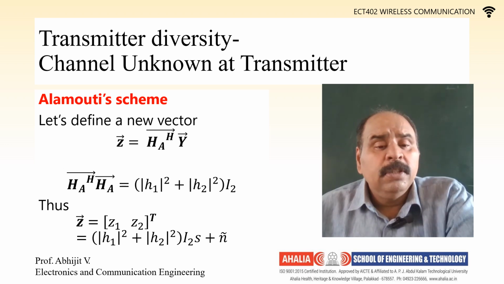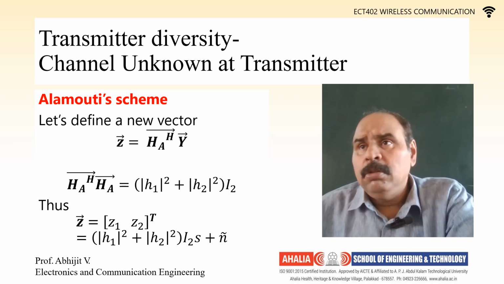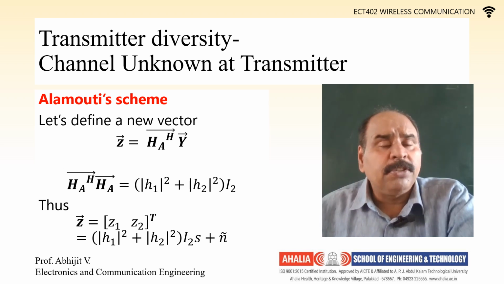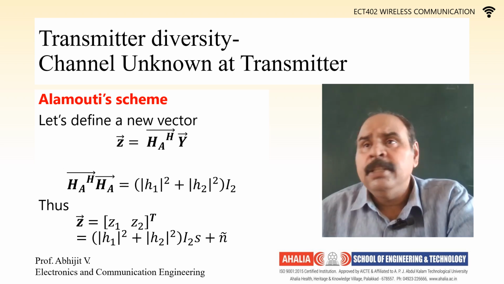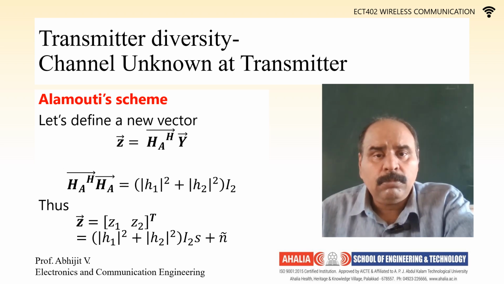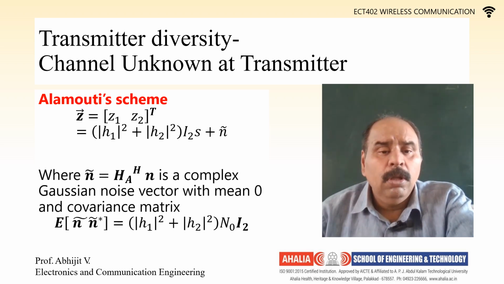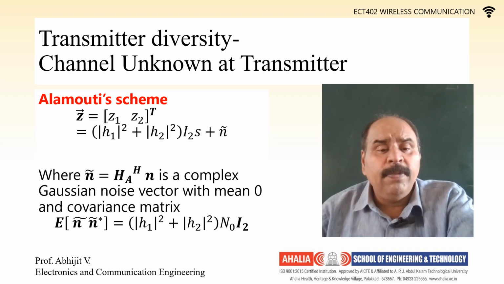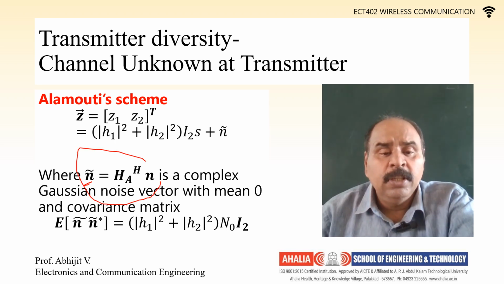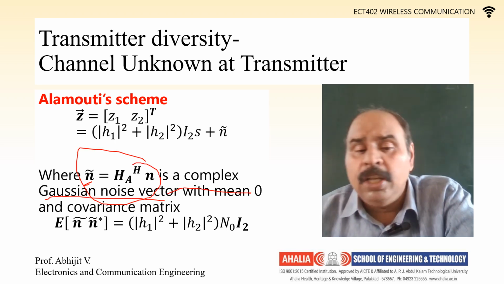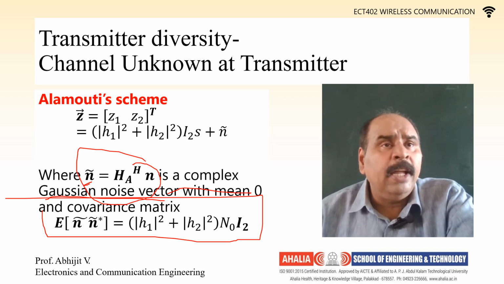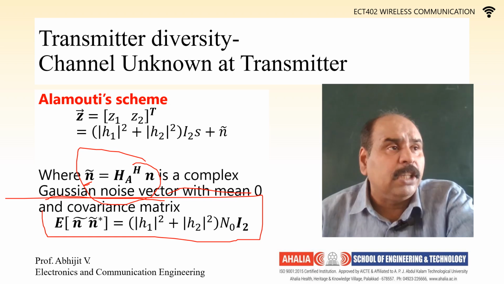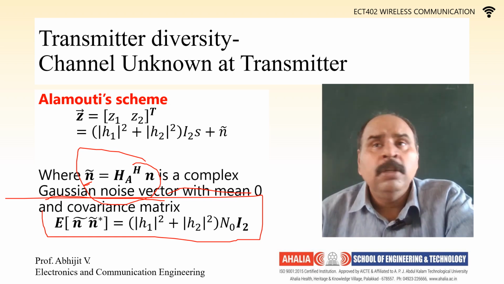So in that case, Z vector will be equal to the matrix Z1 Z2. Substitute these values here. Z is nothing but modulus H1 square plus modulus H2 square into I2 into S plus the noise value. So now we define N tilde, which is nothing but HA Hermitian into N, as a complex Gaussian noise vector with zero mean and covariance matrix defined as E of N tilde N tilde conjugate, that is equal to H1 square plus H2 square into N naught into I2.